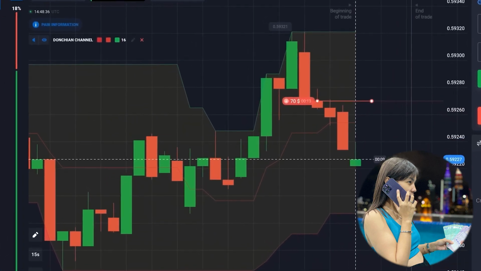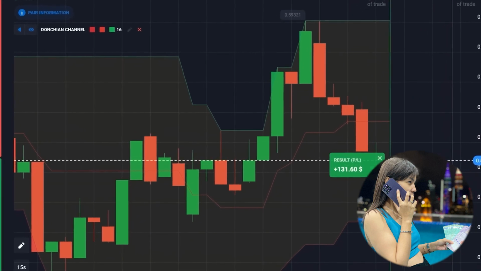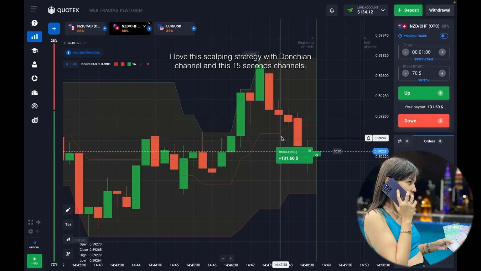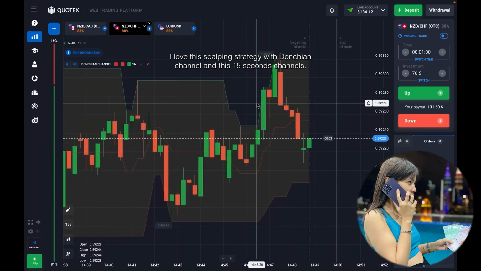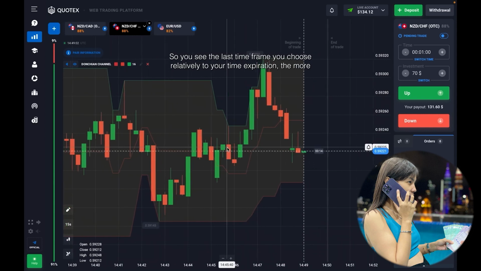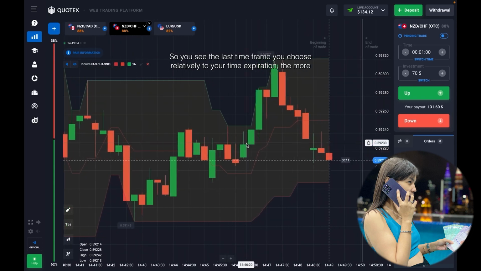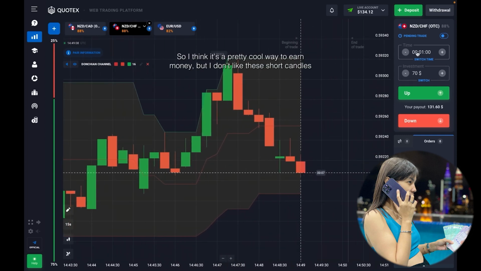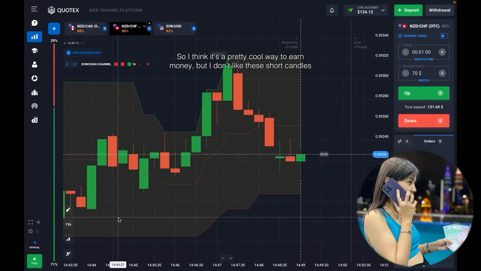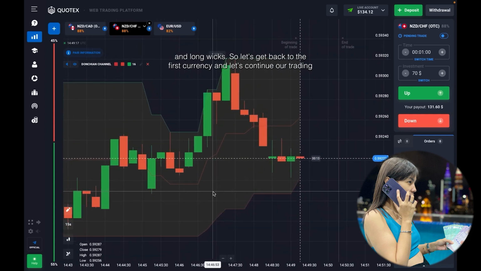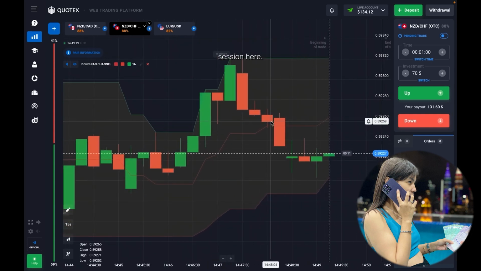Excellent, guys! I love this scalping strategy with Donchian channel on these 15 seconds candles. You see, the lower the time frame you choose relative to your time expiration, the more details you will be able to see on your chart. I think it's a pretty cool way to earn money, but I don't like these short candles and long wicks. So let's get back to the first currency and continue our trading session here.